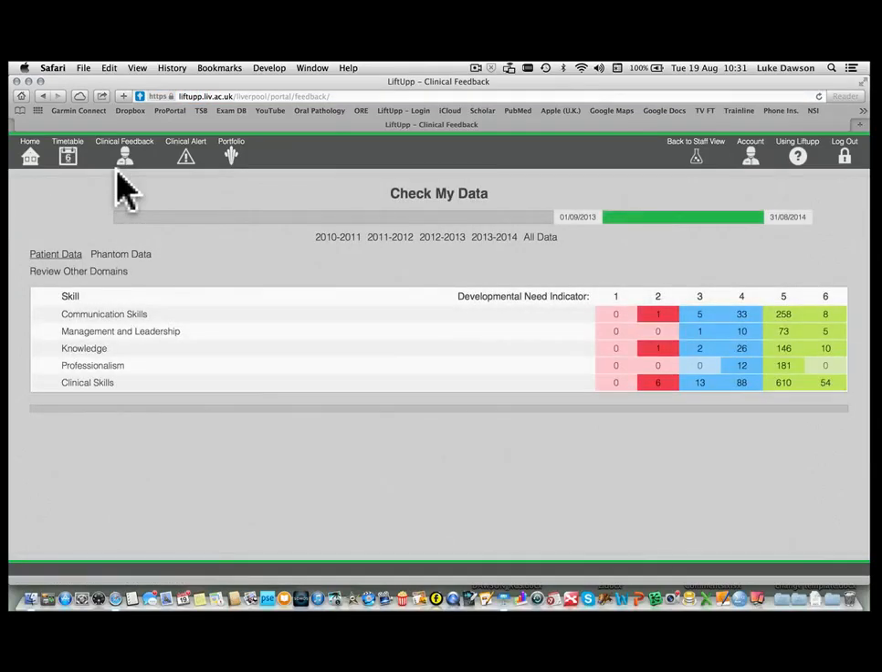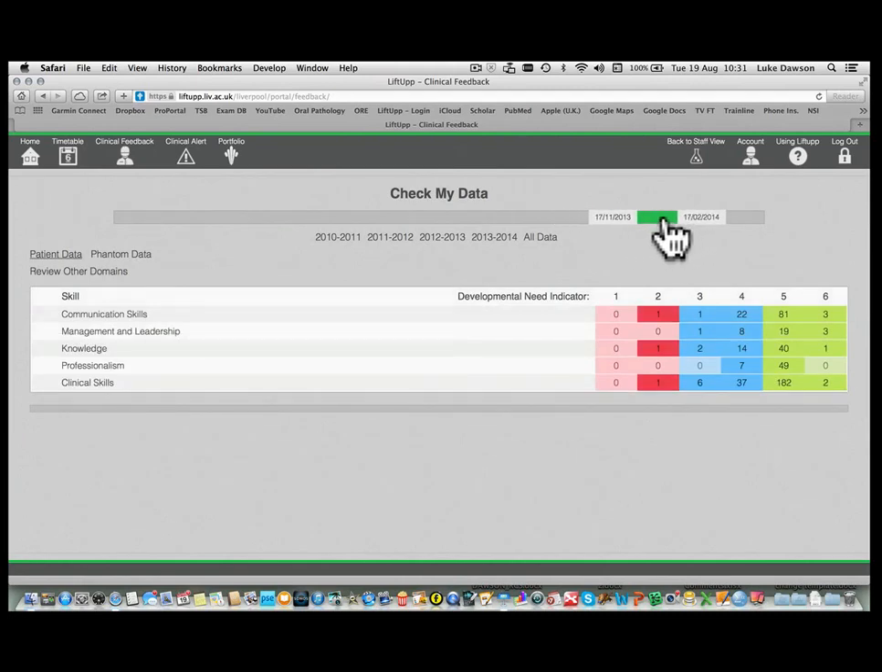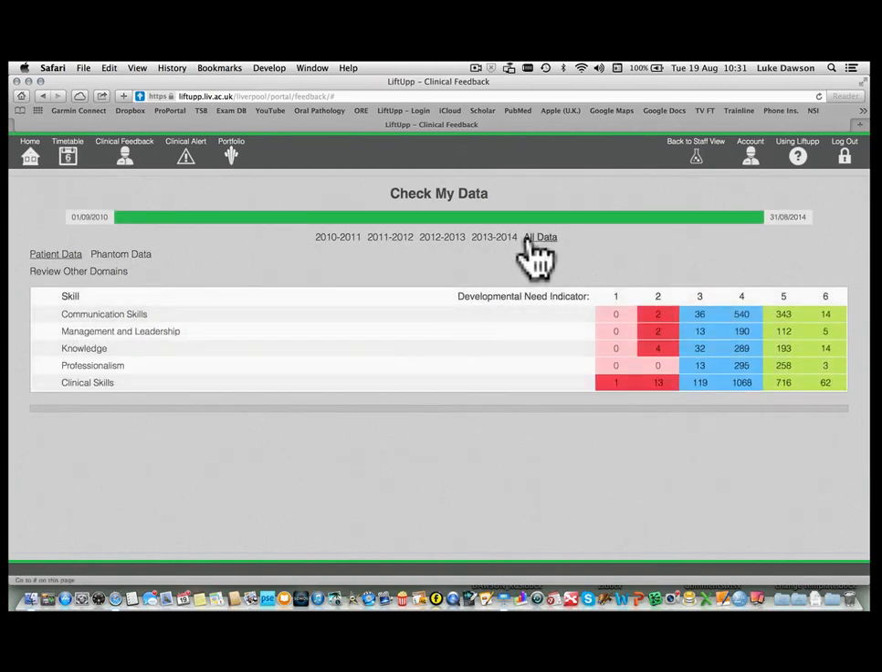Now, how Liftupp organises things is all the forms that are on the iPads get automatically sorted out into domains. First thing to show you is this slide bar. This allows you to select a time period from a single day, a week, month, whatever, and you can slide those periods around, or you can pick entire years of study. All data is what it says, it's all of the data.